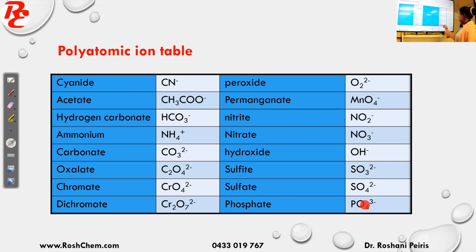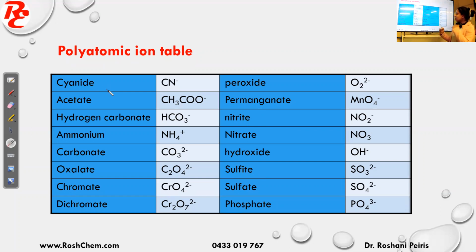Phosphate, you have PO4 as the formula. So to make phosphate, 1 phosphorus and 4 oxygens will combine, and it has a charge of 3-. So this table you need to memorize. This is called the polyatomic ion table. And most of the polyatomic ions will end up with ate, like sulfate, phosphate, nitrate, or else they will end up with ite, nitrite, sulfite, ite. But there are a few exceptions where some of them end up with ide also, but many of them end up with ate or ite.